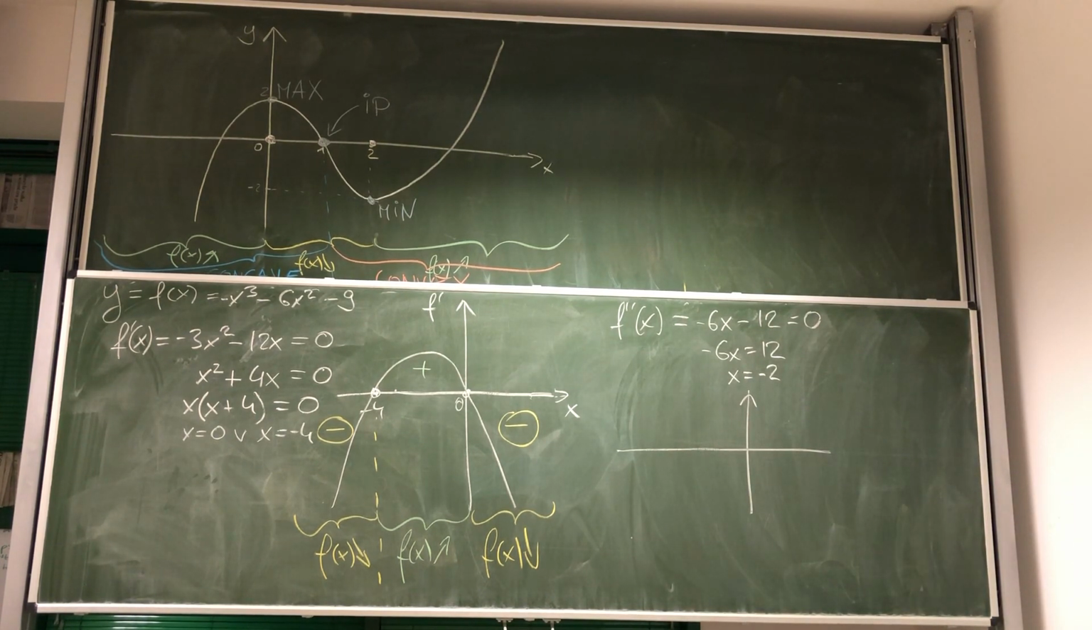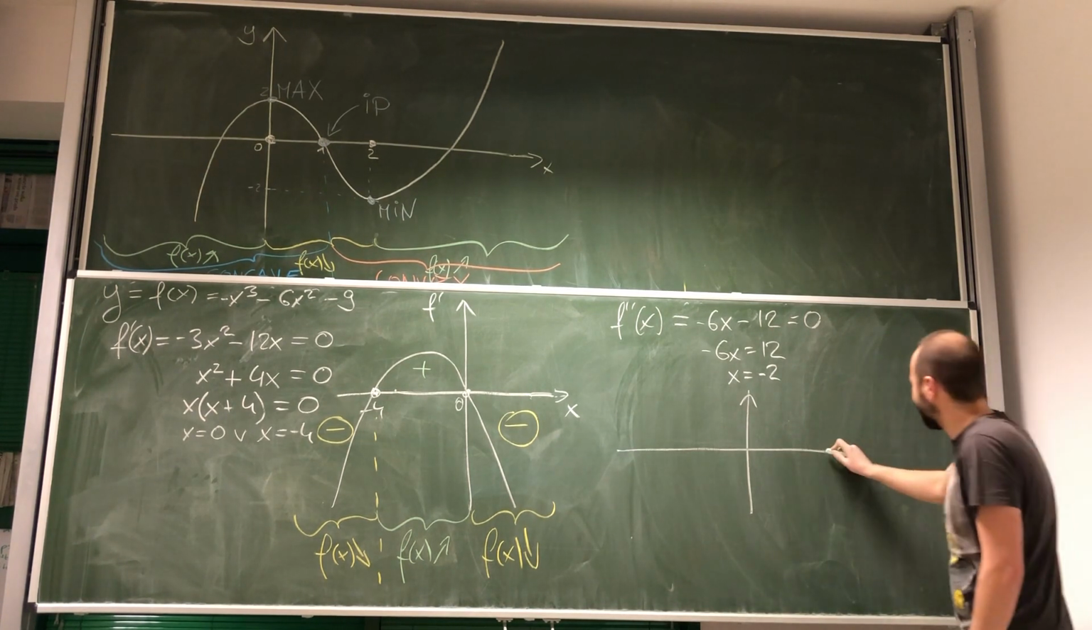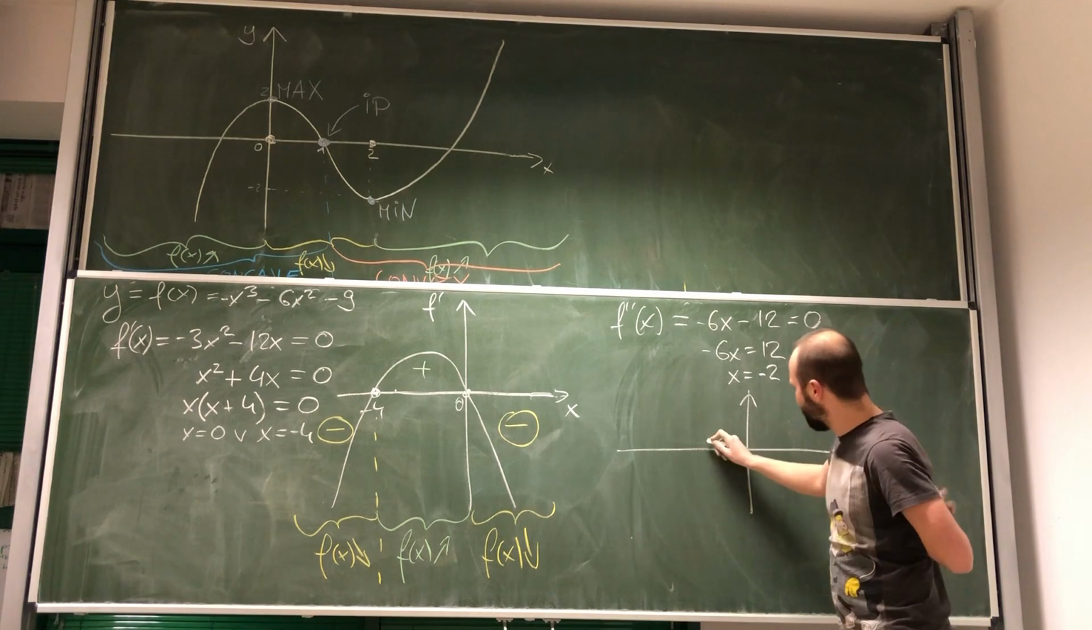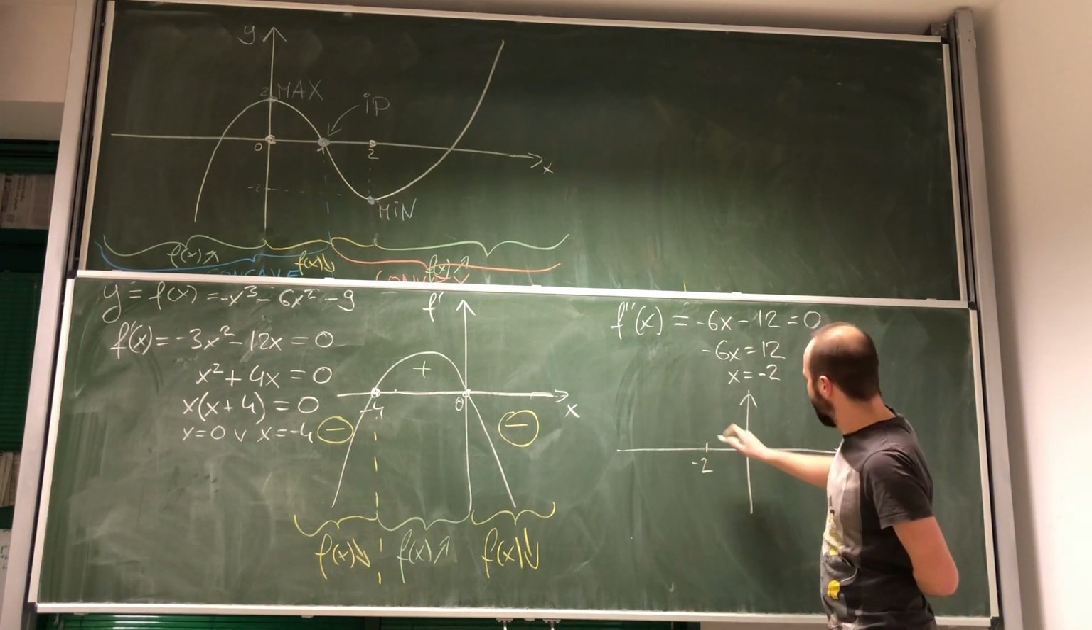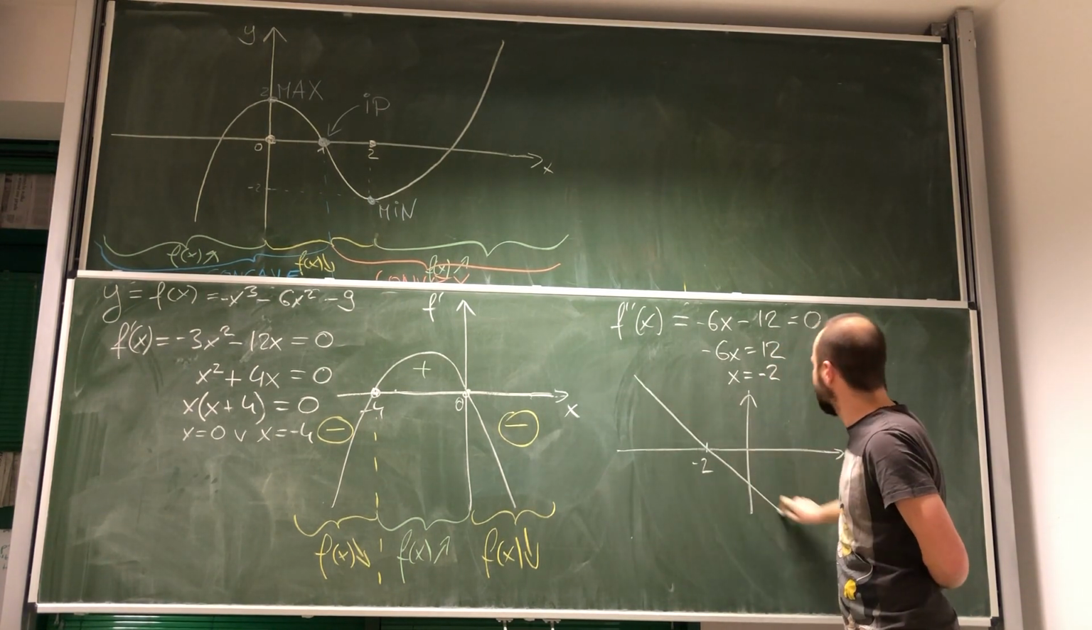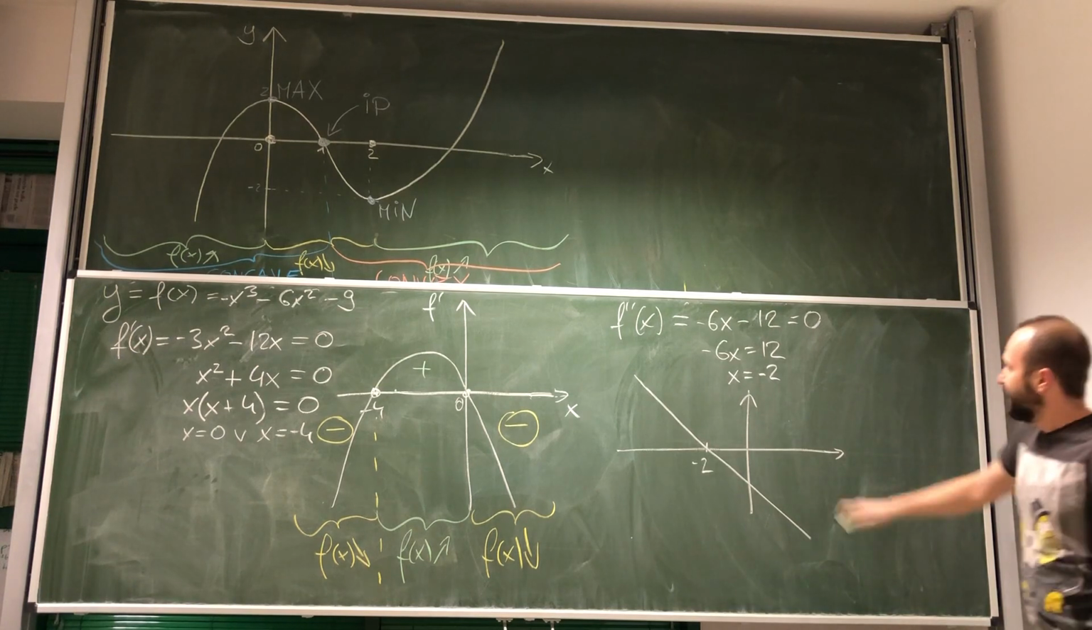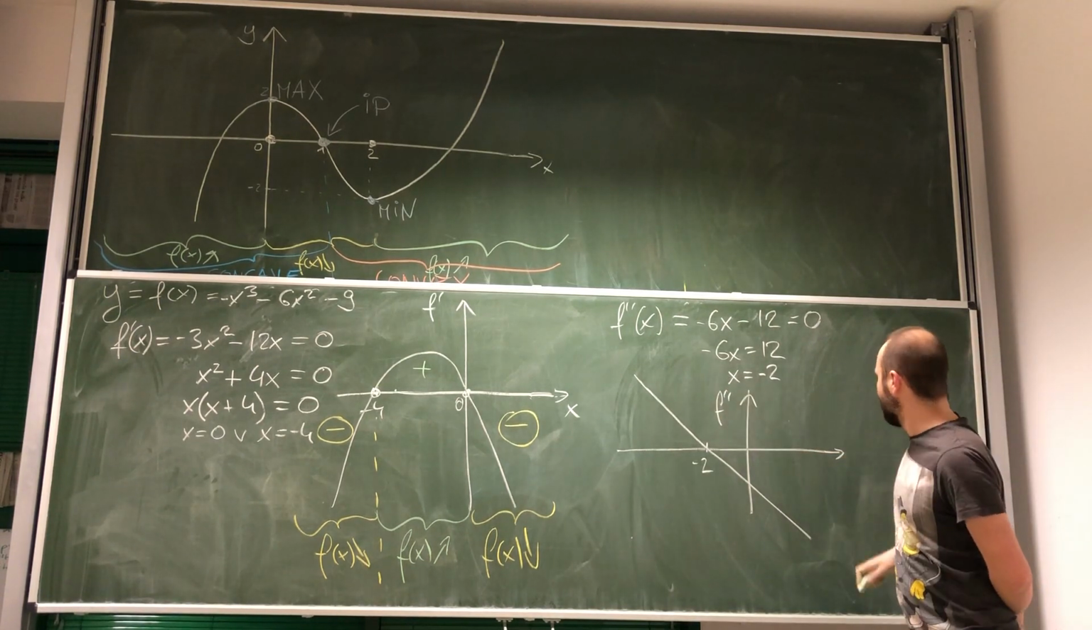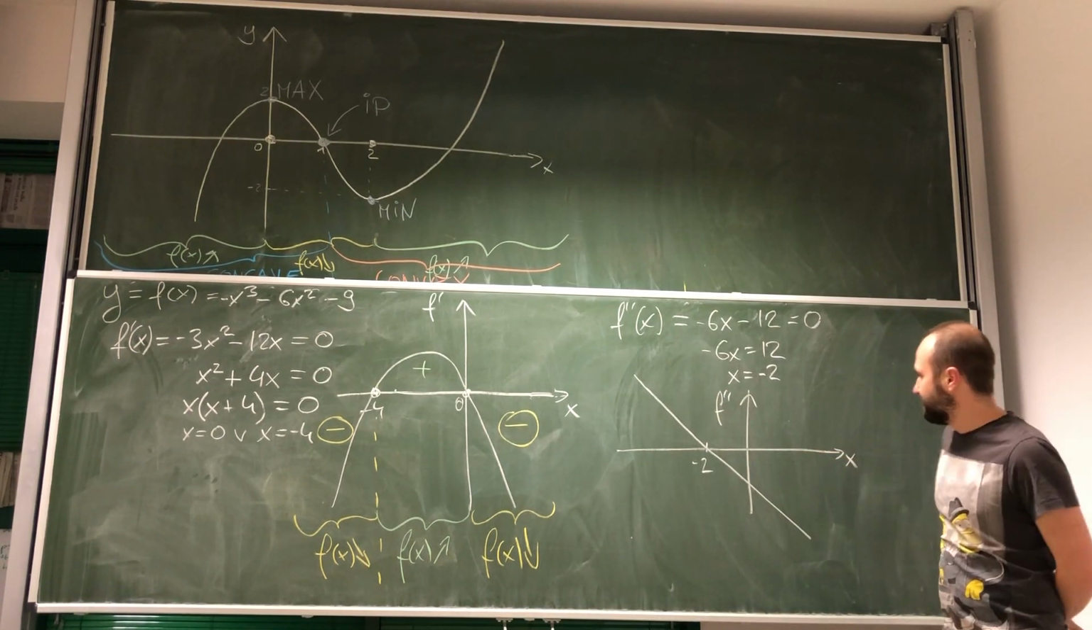Now, we see that this function clearly has a negative slope. So, if I'm going to draw it, I'm going to put negative 2 over here, and it's going to be looking something like this. Here we have f double prime of x, and here we have x.